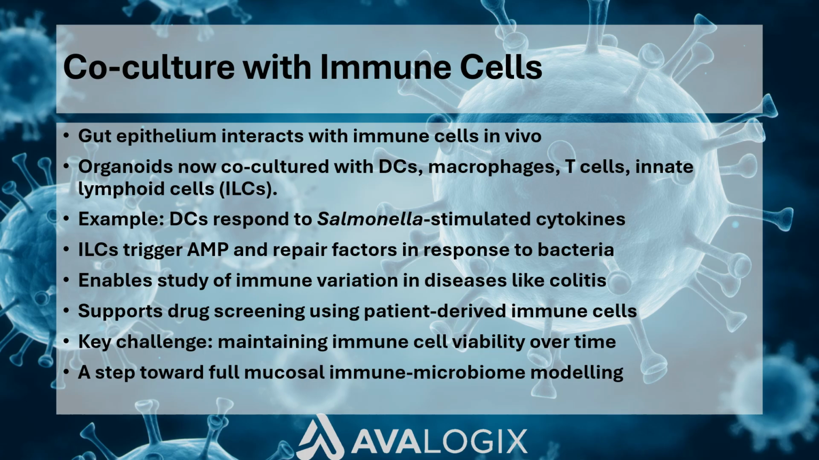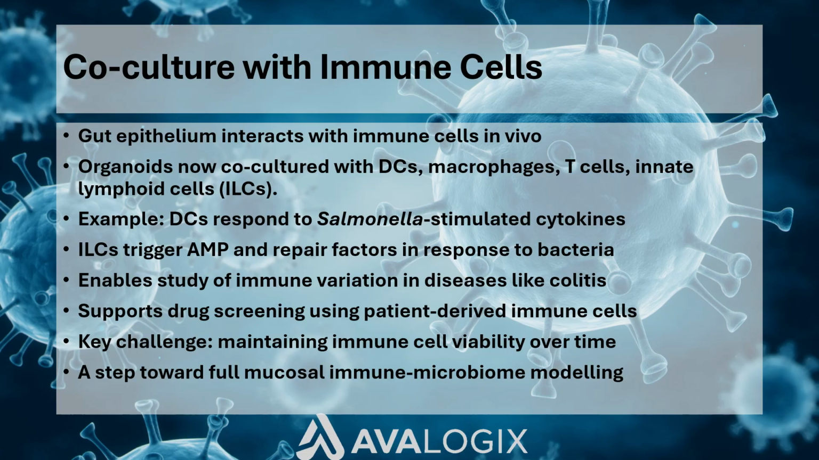So far, we've been discussing epithelial organoids in isolation. But of course, in vivo, the gut isn't just a lining of epithelial cells. It's an immunologically active site with constant crosstalk between epithelial cells, immune cells, and microbes. So the next frontier in organoid modeling is co-culture, particularly with components of the immune system. Several research groups have begun to combine organoids with immune cells such as dendritic cells, macrophages, T cells, and ILCs. This allows us to study how the immune system responds to microbial colonization in real time and how epithelial cells, in turn, signal back to immune cells.